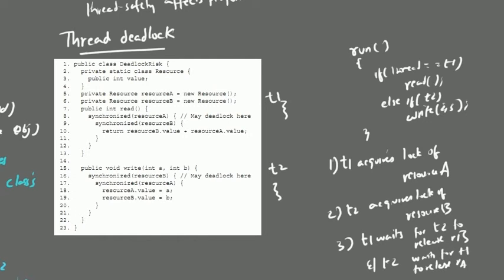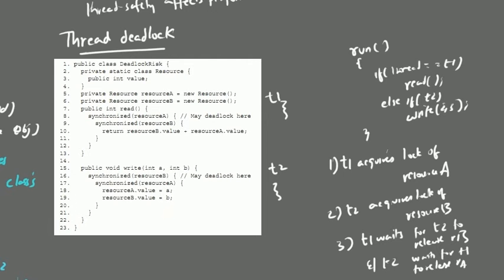Now say in the third step T1 would try to acquire the lock of resource B, but it cannot because it's being held by T2. Similarly, T2 would try to get the lock of resource A, but it cannot because resource A's lock is being held by T1. Now T1 would wait indefinitely for T2 to release the lock, and T2 would indefinitely wait for T1 to release resource A's lock, right?